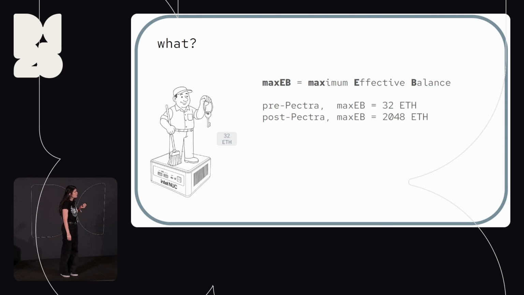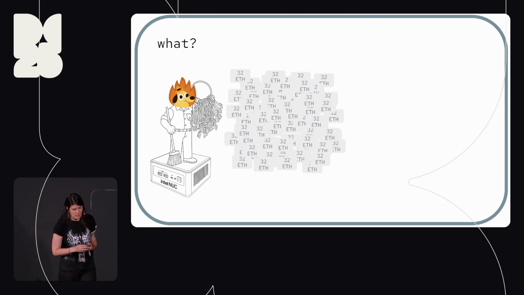However, if you are a professional staker and you're running lots of validators or lots of stake, it probably looks something more like this. You have lots of 32 ETH validators on the same machine. You have lots of different keys. And all of the rewards above your max effective balance on those validators are swept into a withdrawal address.